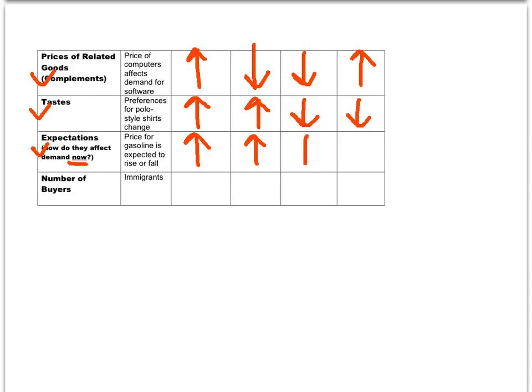If I think the price is going to fall to, say, $1 tomorrow, my demand for gas right now goes way down. I'm going to run on fumes and wait and get that cheap gas tomorrow. Finally, the number of buyers, the number of demanders. Let's consider immigrants. A bunch of immigrants move into an area. The number of buyers goes up. What does that do to demand in general? Well, it goes up. More demanders equals more demand. Conversely, fewer demanders or buyers equals lower demand. And those are the five determinants of demand.